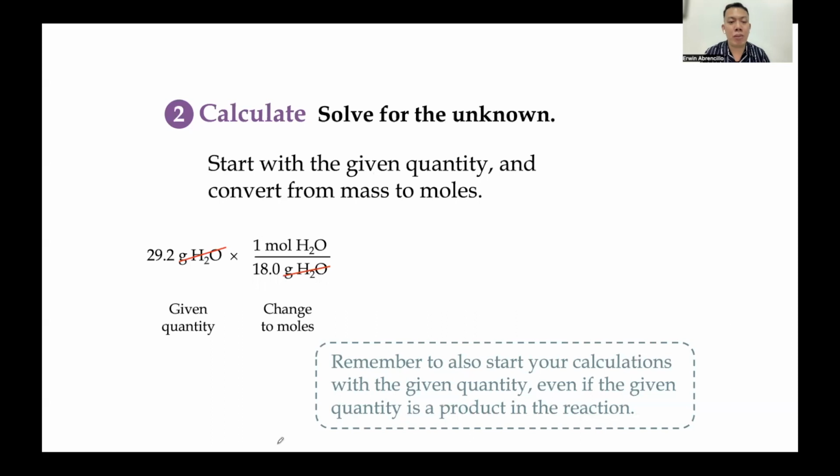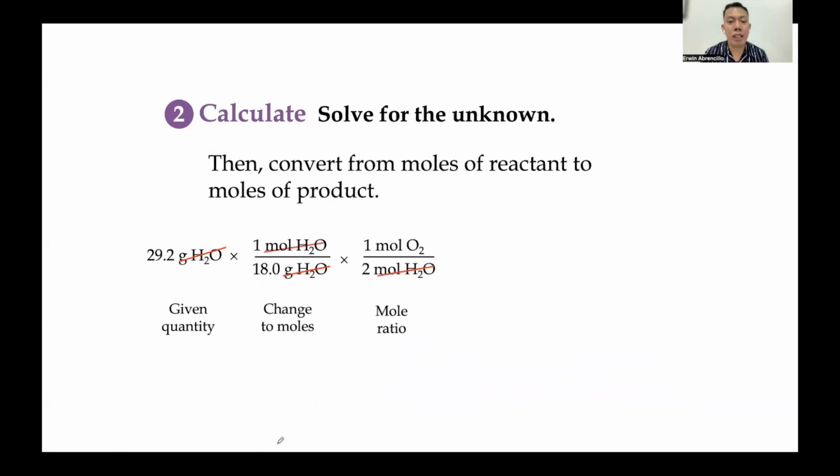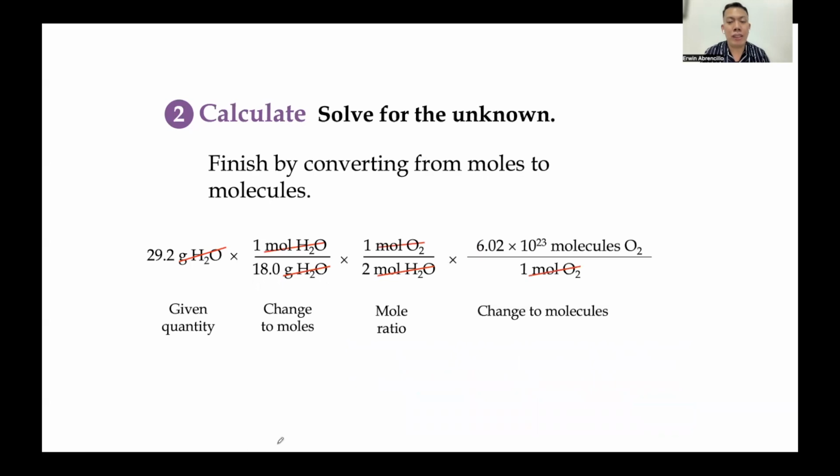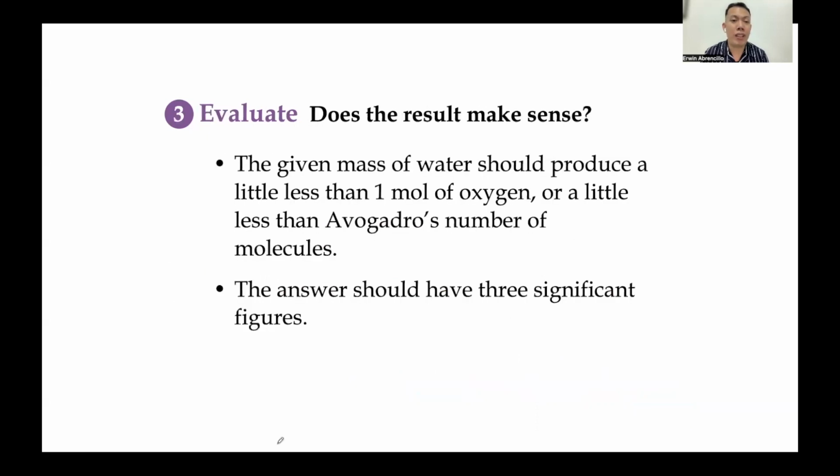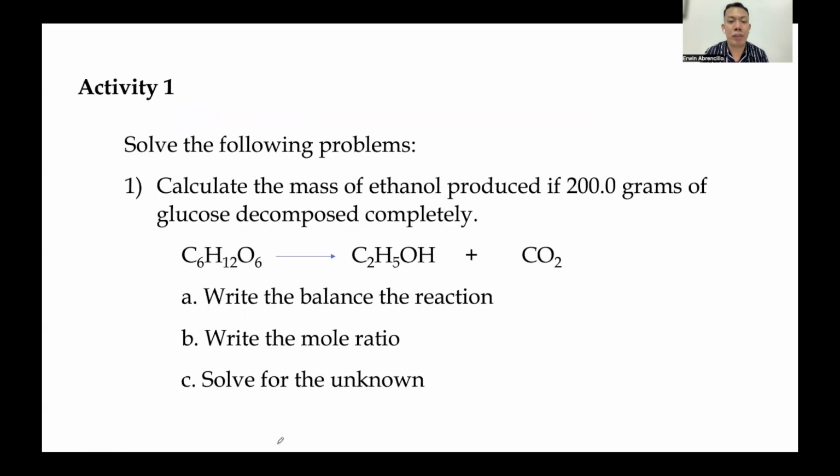So 29.2 grams of water. So this is the change to moles. So 1 mole of H2O over 18 grams of H2O. And then the mole ratio of 1:2. And then Avogadro's number of 6.02 times 10 to the 23rd molecules of oxygen. You'll be able to get 4.88 times 10 to the 23rd molecules of oxygen. So again, the last step that you have to do is to evaluate whether the result makes sense.